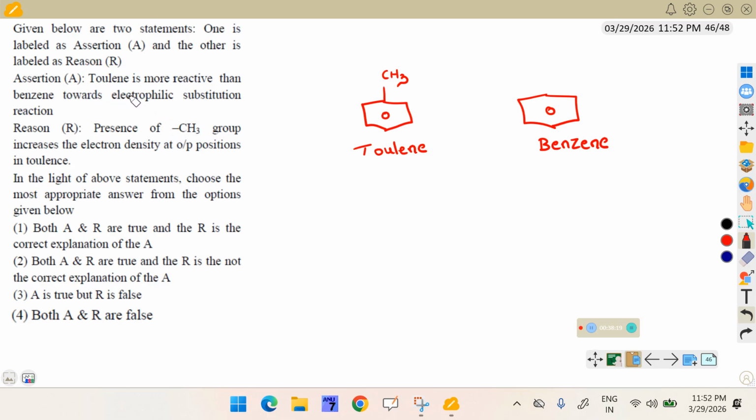Assertion: Toluene is more reactive than benzene towards electrophilic substitution. Correct. Reason: presence of CH3 group increases electron density at ortho and para position in toluene. Correct. A is true, R is true, R is the correct explanation of A. Here, CH3 group on benzene ring acts as electron donating group.